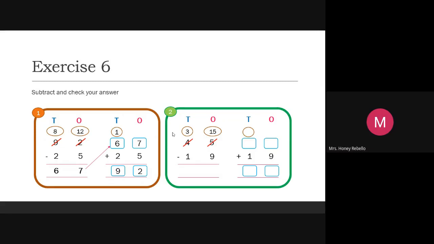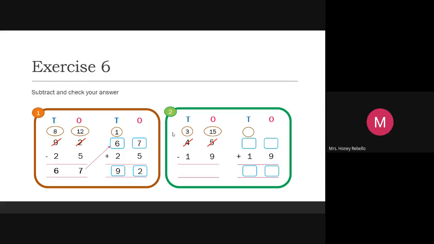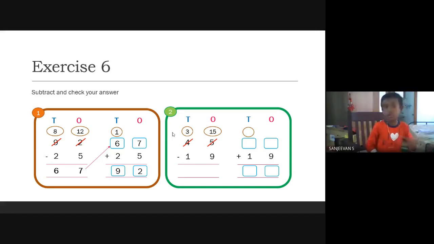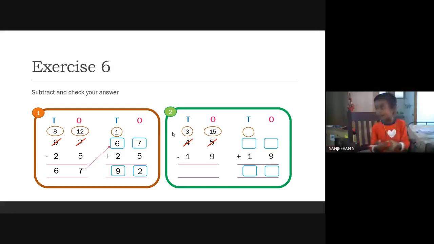Then what should I do? 15 minus 9. Take 9 from 15. Tell me, 15 minus 9. What will you get? After 9, you have to count till 15. Now, please close your fingers. After 9, you count till 15. After 9, what is the next number?